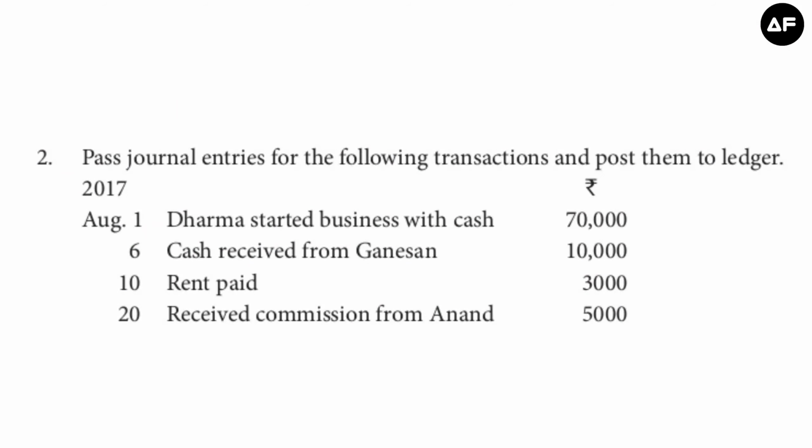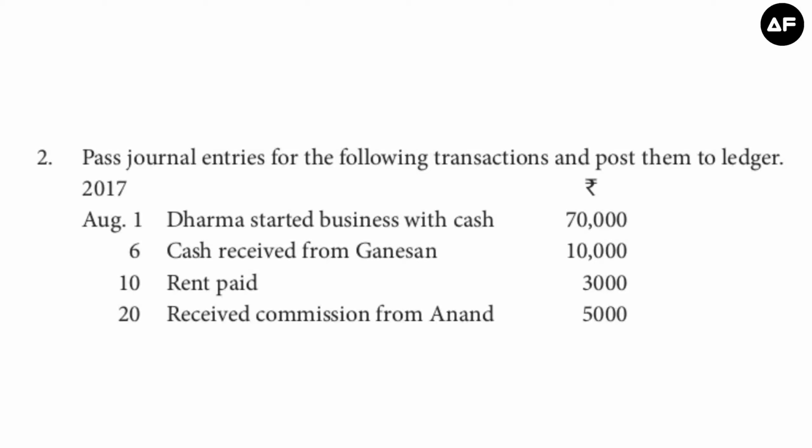Today in this video we are going to look into the second sum in the Samacheer textbook of 11th standard, passing the journal entries and posting it into the ledger. The sum goes as: pass journal entries for the following transactions and post them to ledger.